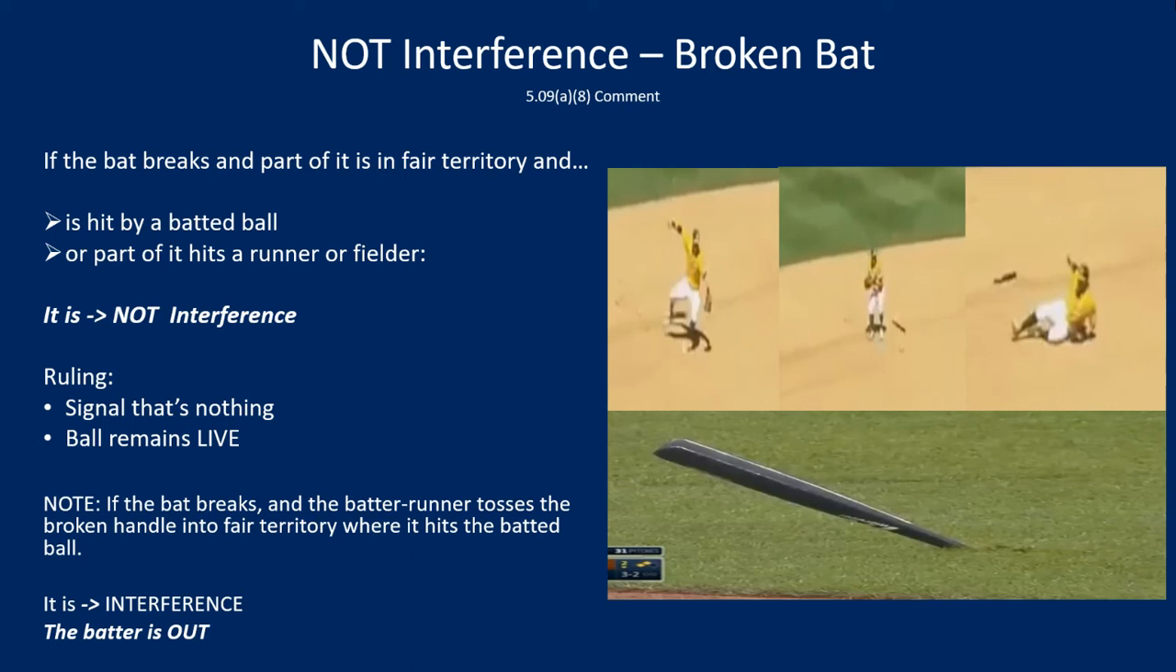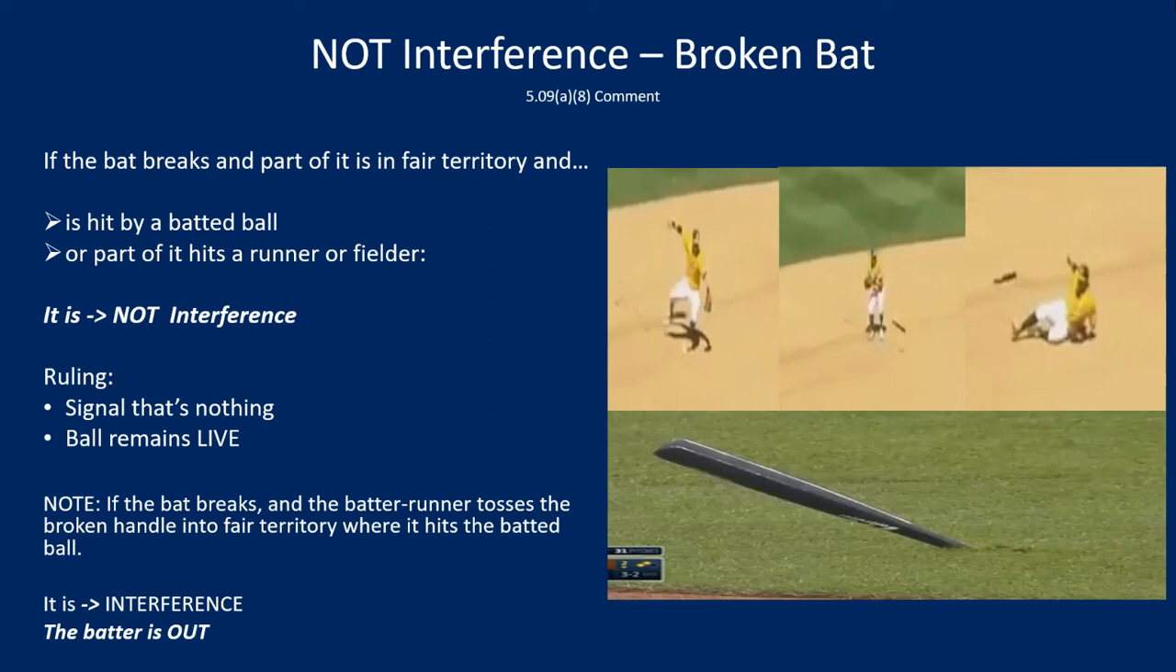As the umpire, you would signal that's nothing, and the ball must remain live. And it is unfortunate, and hopefully nobody gets hurt, but although the bat interfered with the fielder, it is not interference according to our rule book. There is no penalty. We're not calling anybody out. We're not calling time. The ball is staying live.